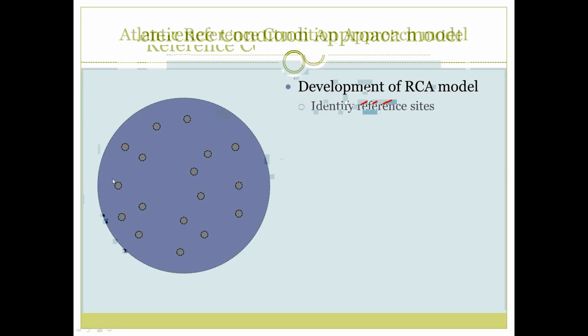Within our region, as represented here by this blue circle, we identify a series of reference sites. By reference sites, we mean sites that are minimally impacted, unimpacted if possible. We can't use the word pristine, so we'll say minimally impacted. So they don't have any kind of human stress going on within its upstream watershed or neighboring riparian vegetation.